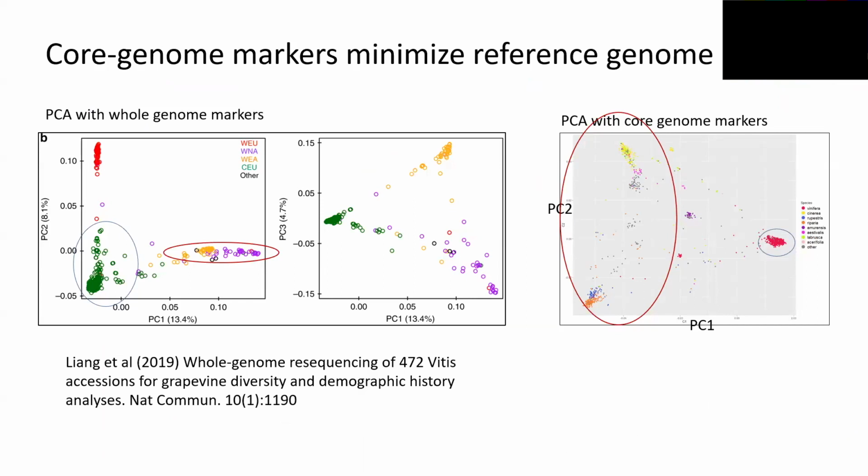So we have shown that using core genome markers gives us lots of advantages, including minimizing the reference genome bias, because we compared with the published PCA plot using whole genome markers. If you use the whole genome markers, you see in PC2 these green dots are vinifera. PC2 is all about vinifera variation. But in our case, if you look at PC1, PC2, and I believe PC3, PC4, vinifera are still in a very tight cluster. That means we basically have very little variation. This variation is all caused by reference genome bias, because the analysis was done using the vinifera reference genome. That's why we capture the variation in PC2. But with the core genome markers, we almost have no reference genome bias.